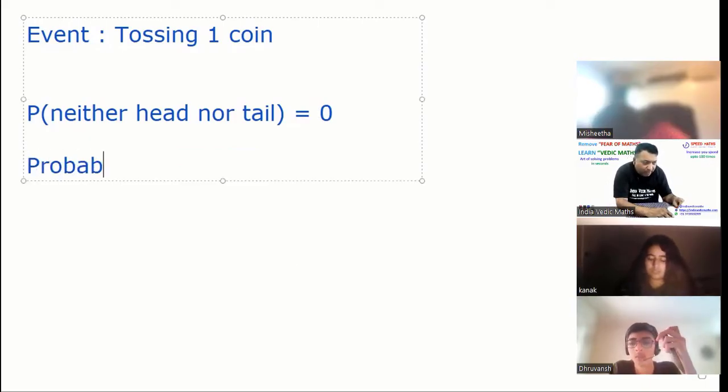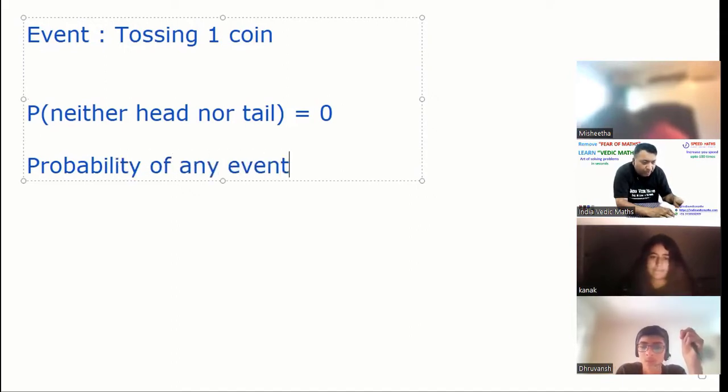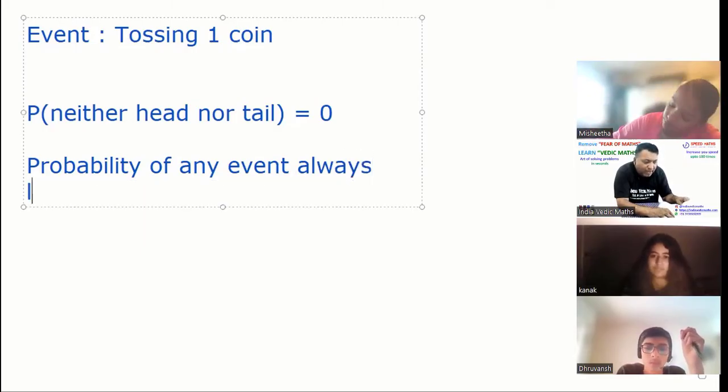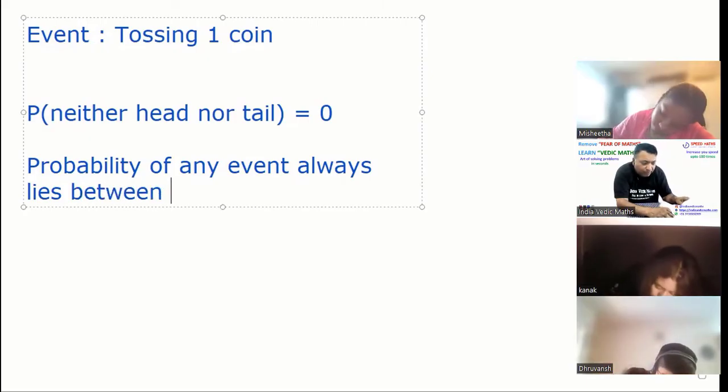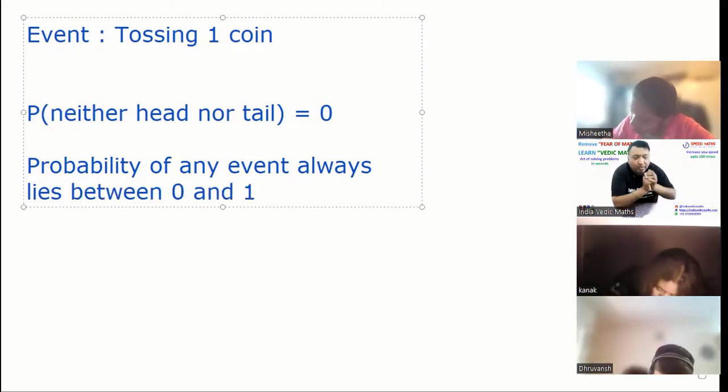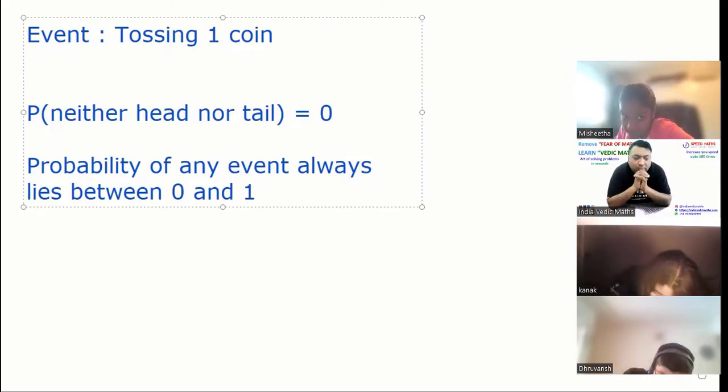Write down. That is why probability of any event always lies between 0 and 1. Tell me, Dhruvansh, can probability be negative? No, sir, that will be 0. Probability cannot be negative. Probability will be 0 or between.